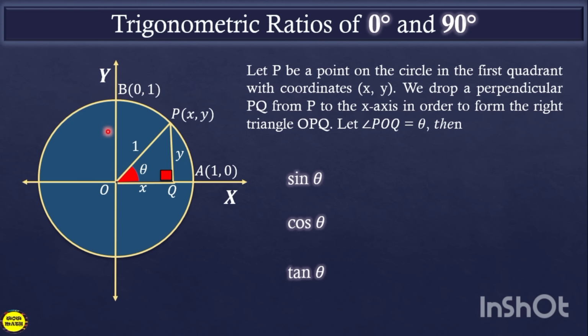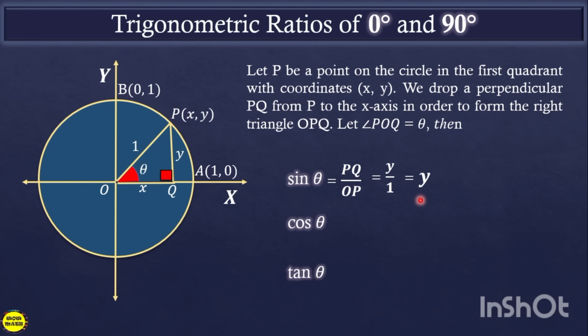Kasi radius po yan eh. Pare-parehong radius po ito. And then ito, 1 din po. Kaya kung mapapansin nyo, ang x-coordinate naman ito, 1 din. Okay? So, that's why, that is the explanation why it becomes 1. And then, let us find the sine theta. So, sine theta is opposite over hypotenuse. So, that is y over 1. And then, so y over 1, that is equal to y.